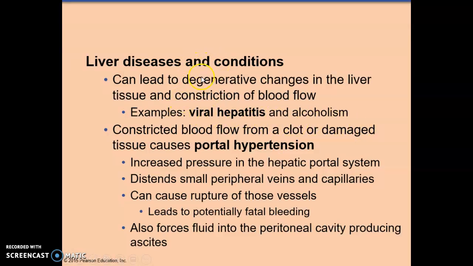Liver diseases and conditions can lead to degenerative changes in the liver. For example, viral hepatitis and alcoholism. When blood flow from a clot or damaged tissue is constricted, it causes portal hypertension. So there'd be an increased pressure in the hepatic portal system. This will distend small peripheral veins and capillaries. Some of these vessels can rupture, leading to death. And it also forces fluid into the peritoneal cavity, producing ascites.